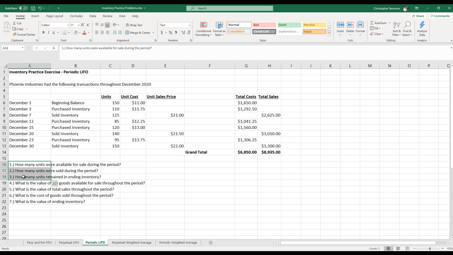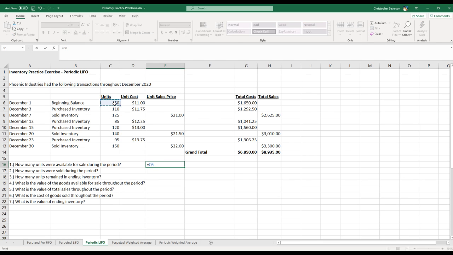Now, if we go to questions 1, 2, and 3, they're talking about units. So it has nothing to do with the sales price or the cost, nothing to do with dollars in general. How many units were available for sale during the period? The available for sale, that's the key thing. We had 150 units to start with. We purchased 110 more. We purchased 85 more, and you can just keep going down the list.